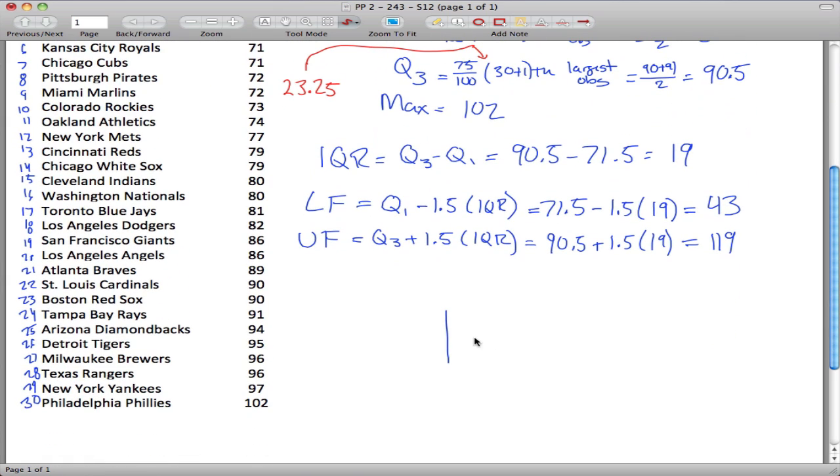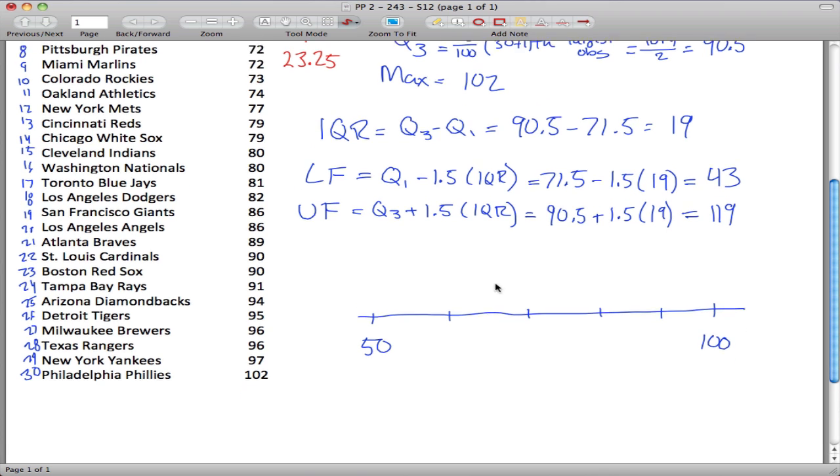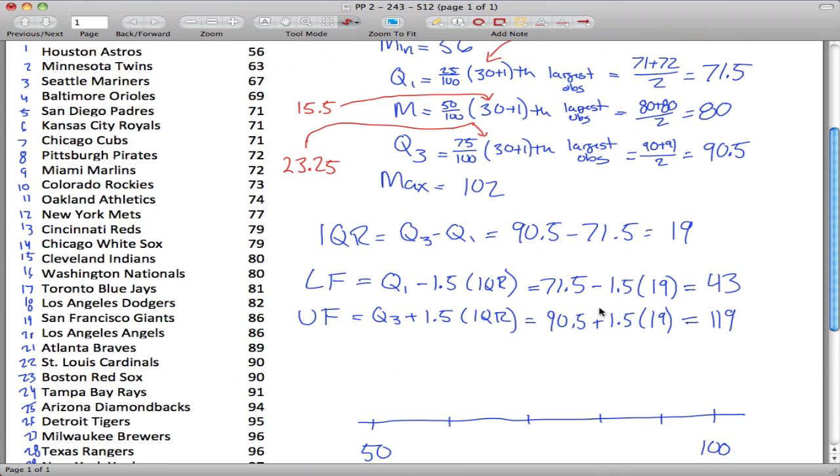All I have to do is, well, maybe I'll start with the number line. Wins go from 50 to 100-ish. So let's see, 60, 70, 80, 90, 100. Now I can create my box plot. My median is at 80. My Q1 is 71.5, so somewhere in there. Q3 is 90.5. So you get something kind of like this. My max is 102, and my min is 56.